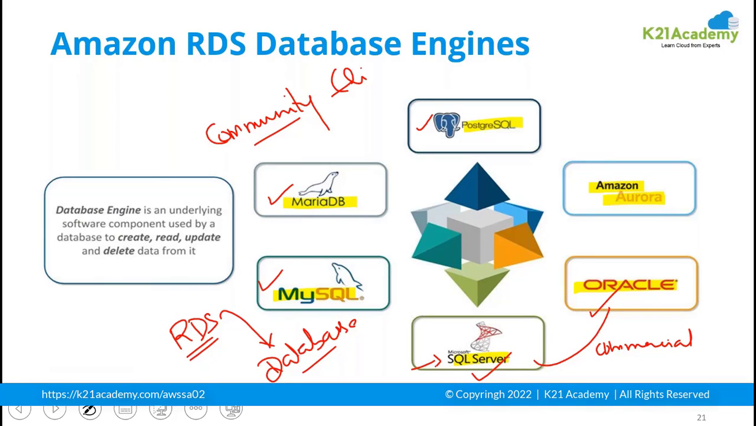That is SQL Express, where we get free services from Amazon also. But after a certain point, for certain functionalities like cluster creation and so on, we have to take the licensed service from Oracle and SQL Server. We cannot use them for free. Whereas MySQL, MariaDB, and PostgreSQL are community editions, that is open source, and we can use them.